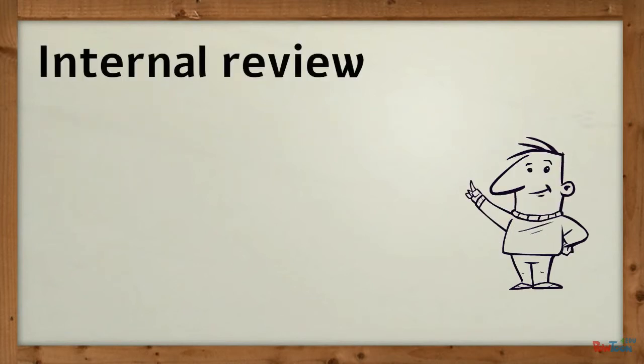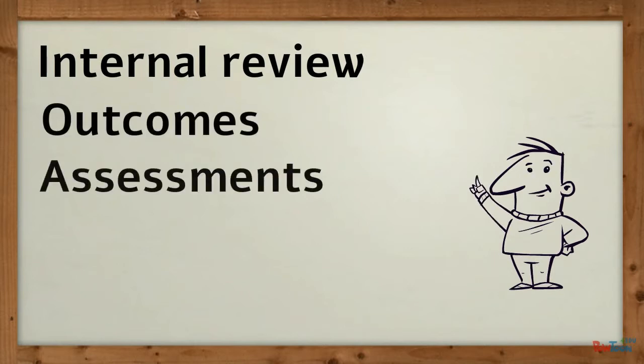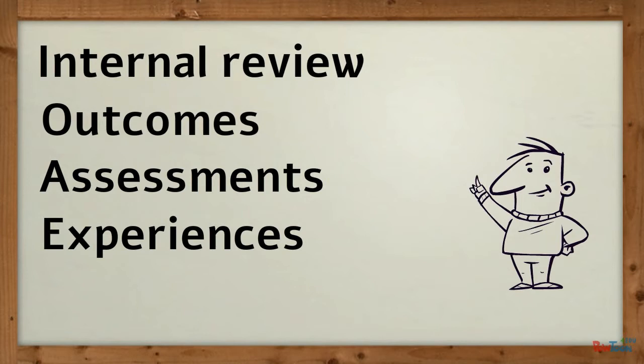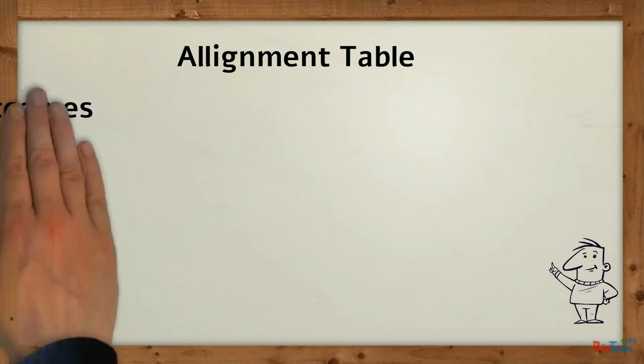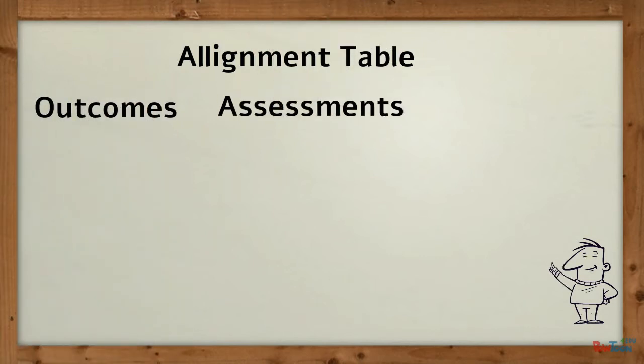To carry out the internal review of a course, use the course alignment table to review how well the learning outcomes, assessments, and experiences align to the purpose of the course. This table basically has three columns, one for the learning outcomes, one for the learning assessments, and the third for the learning experiences. You then use the table by entering all of these elements of the course and checking to make sure they align properly with each other.